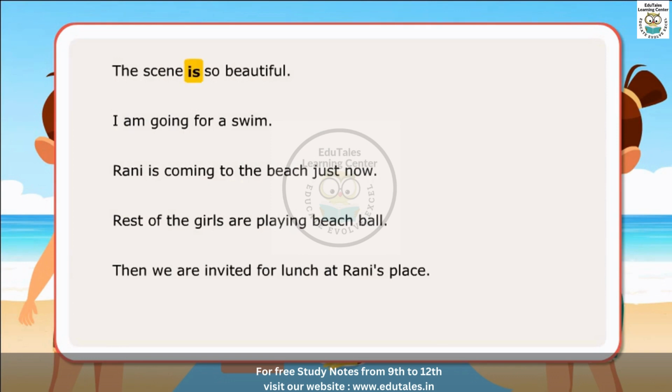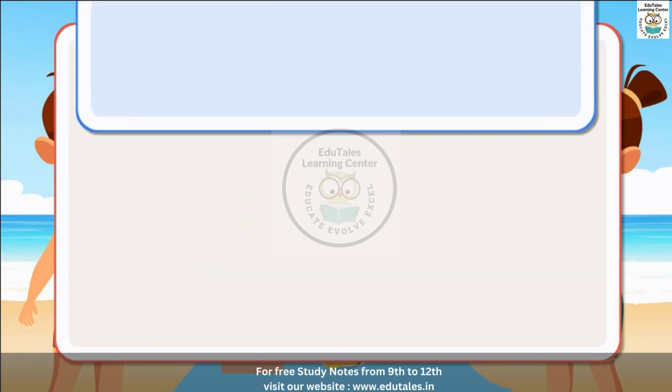The scene is so beautiful. I'm going for a swim. Rani is coming to the beach just now. Rest of the girls are playing beach ball. Then we are invited for lunch at Rani's place.